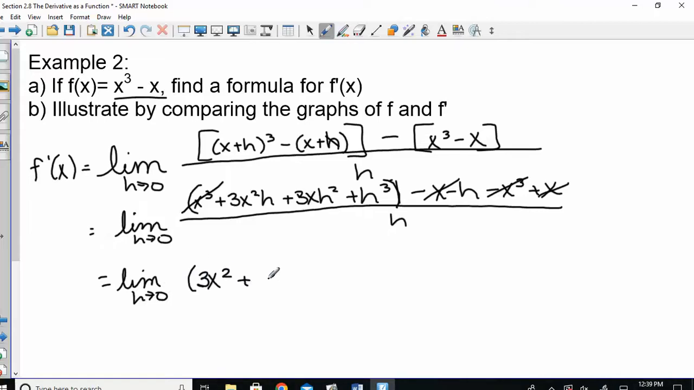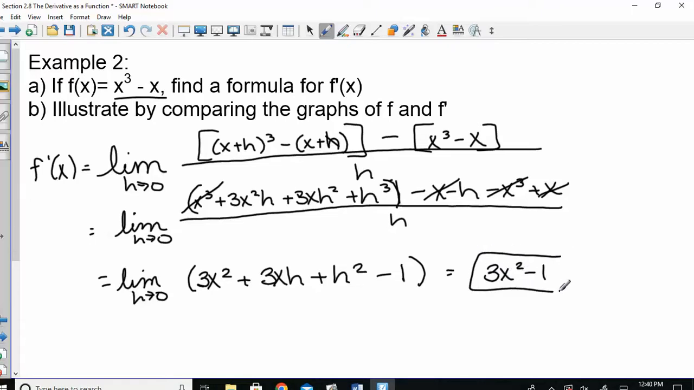So we get 3x squared plus 3xh plus h squared minus 1, because I had a plain h up here, and h divided by h will be 1. Then if you plug in zeros for all of your h's, what do we get? 3x squared minus 1. Alright, so that's the derivative.